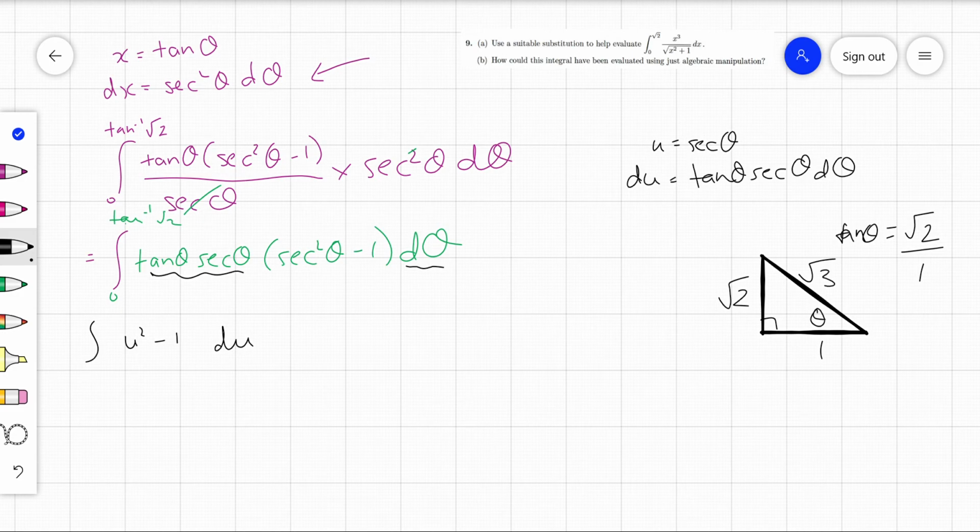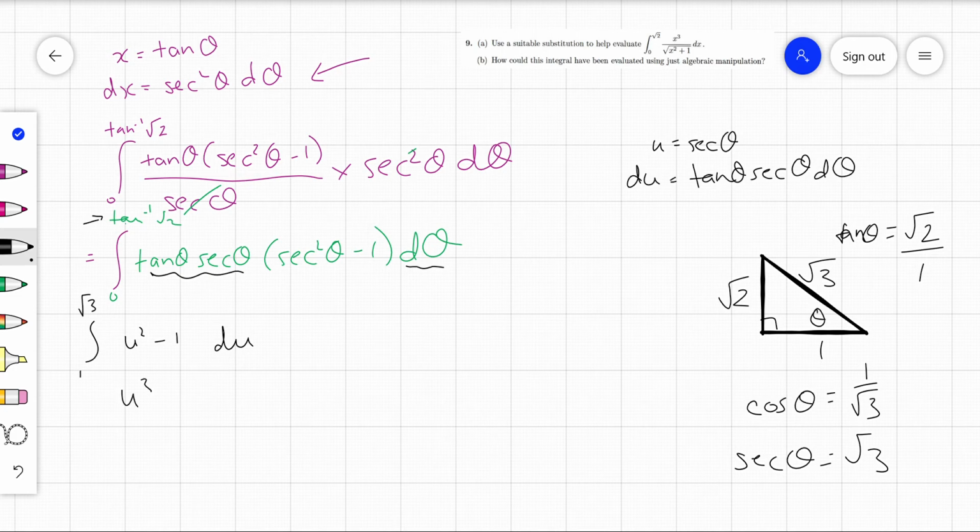So if we're looking at sec is 1 on cos, let's just go cos for a second. Cos theta will be 1 on root 3. So we know that sec theta would be root 3. So that hopefully will help us. So first of all, 0. If I put 0 in, I know that cos of 0 is 1, so sec of 0 is 1. So that's going to be 1. And sec theta in the case of this upper limit is going to be root 3.